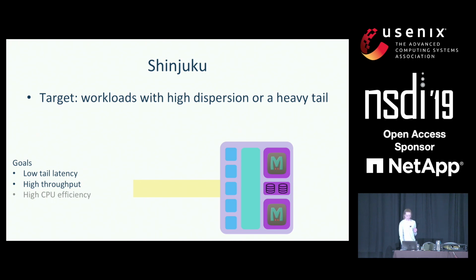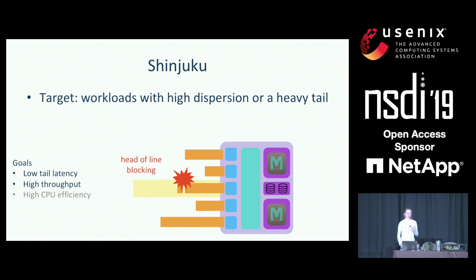So let's look at an example. Suppose that all of your cores are busy handling long requests, and now a short request arrives over the network. In order for this request to be handled, it has to wait for one of the long requests to complete so that a CPU is free to handle it. This is called head-of-line blocking.